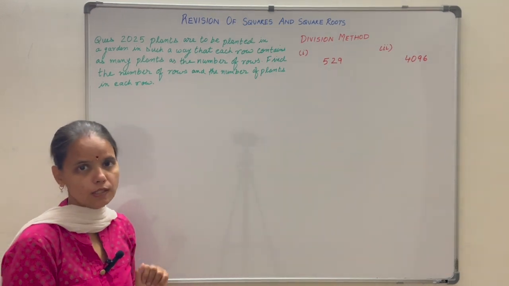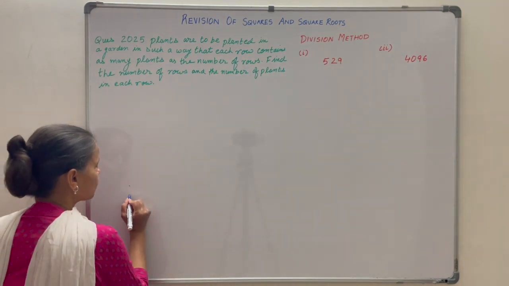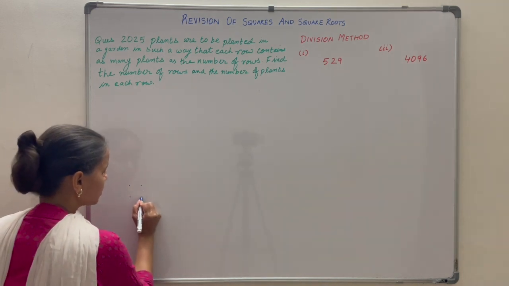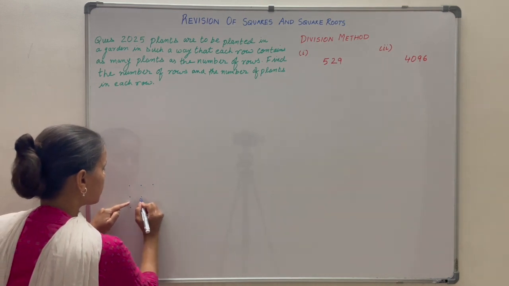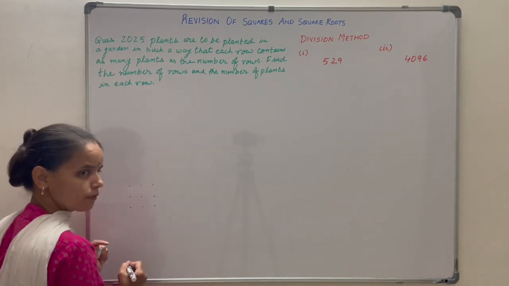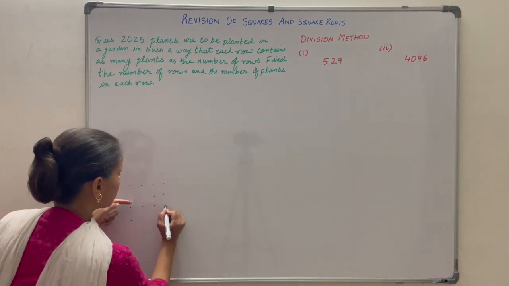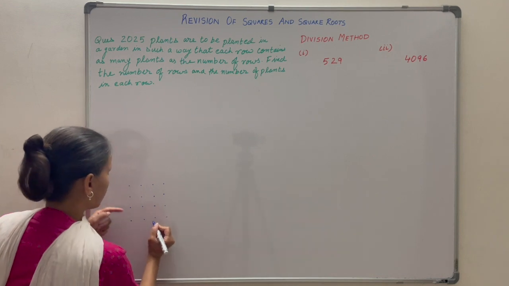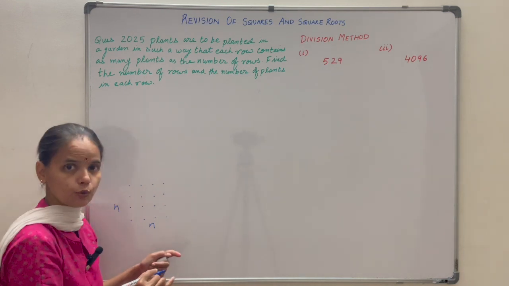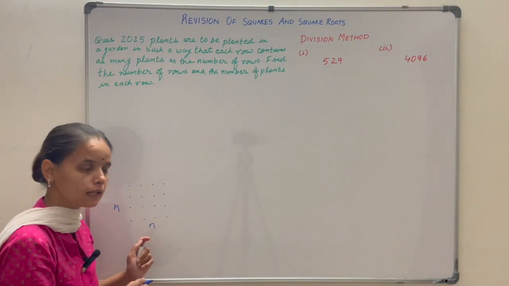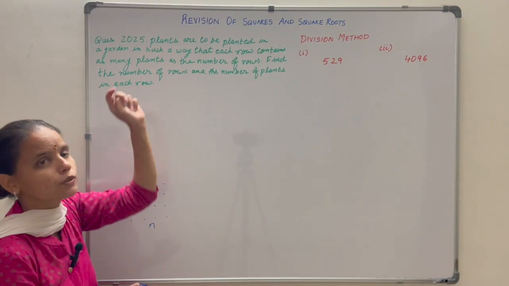So what is the question saying? The question is saying that if there are 2 rows, then there are 2 plants in each row. If there are 3 rows, then there are 3 plants in each row. If there are 4 rows, then there are 4 plants in each row. That means if there are n rows, then there are n plants in each row. That means how many total plants are there? n into n. And that is given to you as 2025.